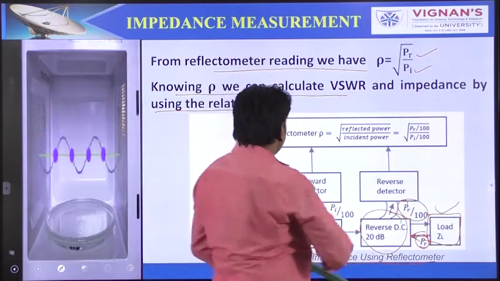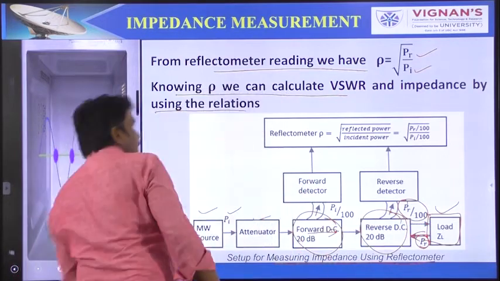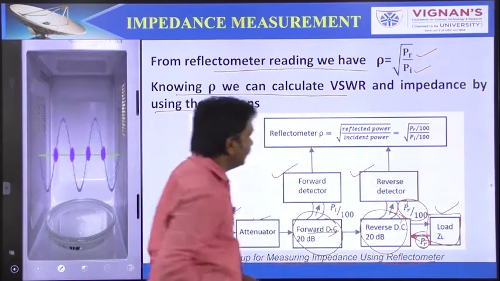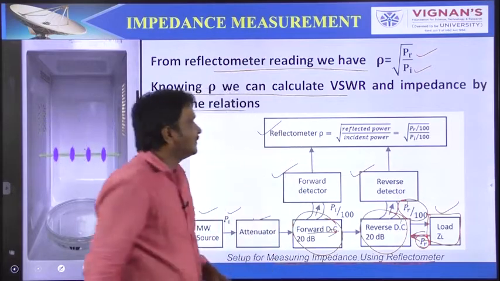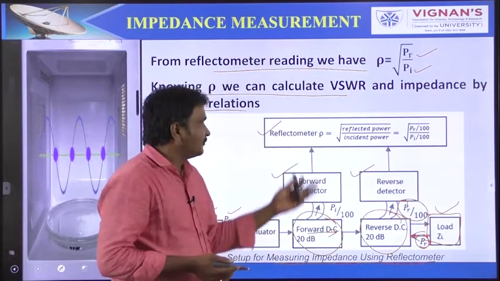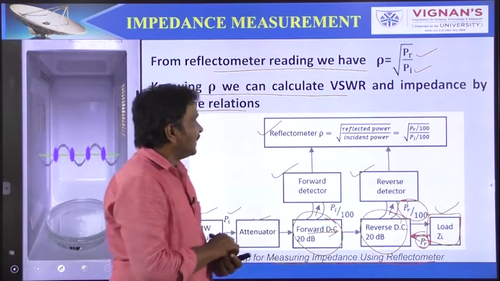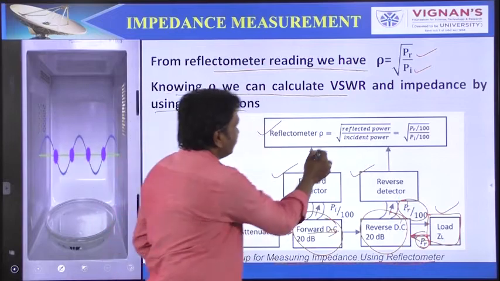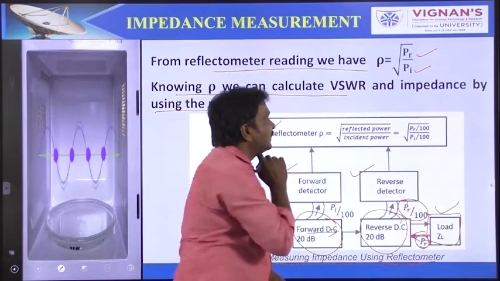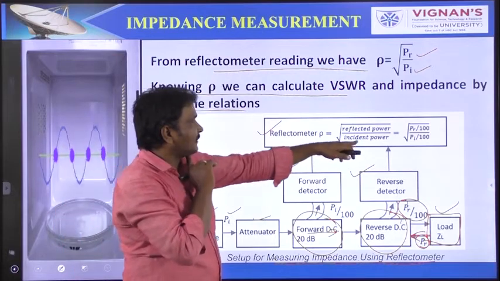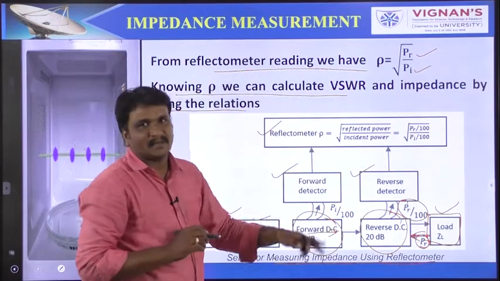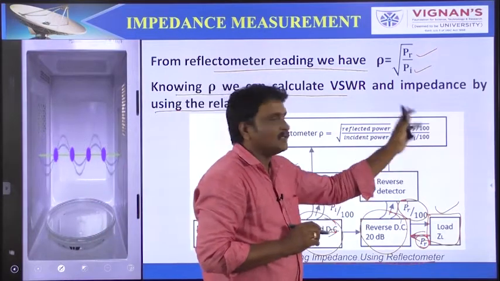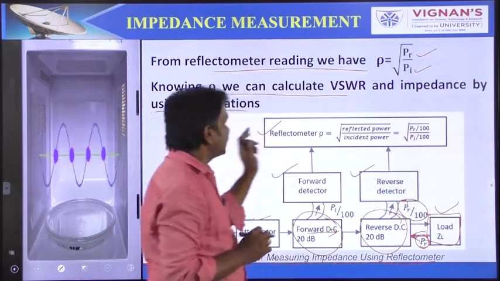The reverse detector will detect this PR by 100 amount of power. Right? So these two are the forward detector and the reverse detector. These two are fed to the reflectometer. That reflectometer directly gives the reflected power. That reflection coefficient rho is equal to the square root of P reflected by P incident, that is reflected power by incident power, that is equal to the square root of PR by 100 over Pi by 100. Okay, this is your reflection coefficient.